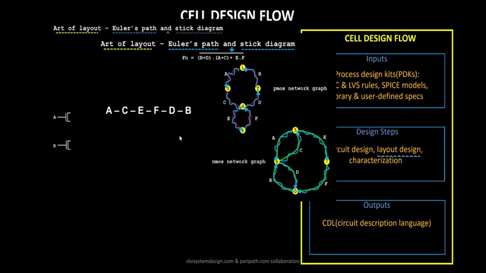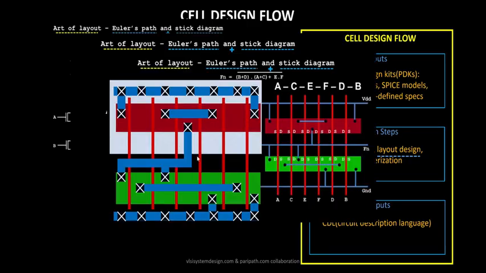Based on this Euler's path, the next step is to draw a stick diagram out of it. If you look at the right hand side, this is a stick diagram. A, C, E, F, D and B are nothing but the gate inputs. So you place the polysilicon A, C, E, F, D, B in that particular order, and you also make the connections mentioned by your circuit, based on the circuit connections or the circuit topology.